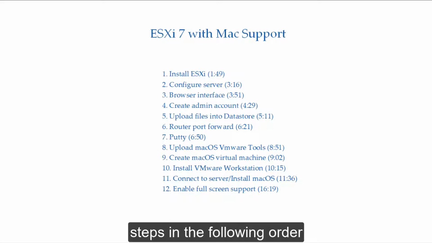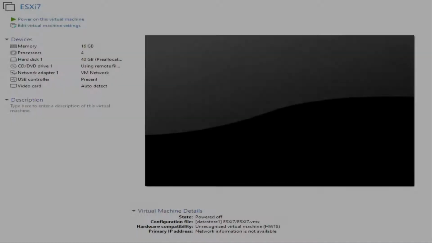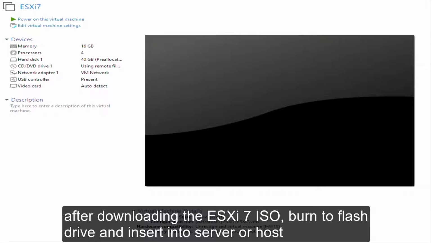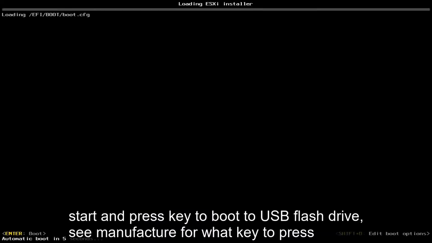Steps in the following order. After downloading the ESXi 7 ISO, burn to a flash drive and insert into the server or host. Start and press a key to boot to the USB flash drive. See the manufacturer for what key to press.